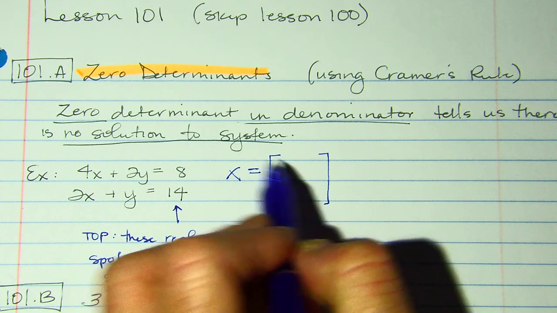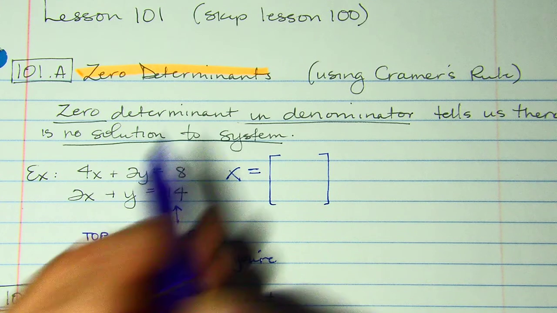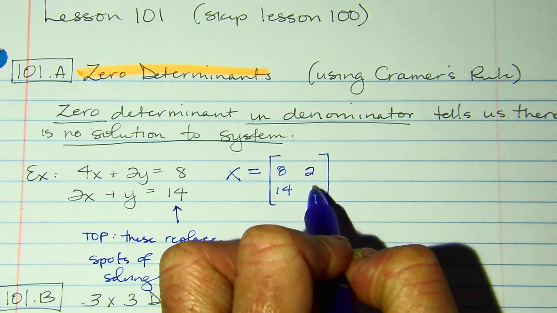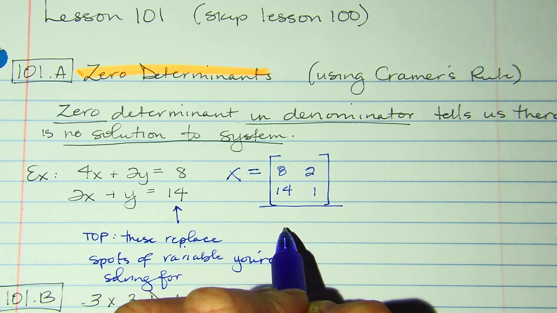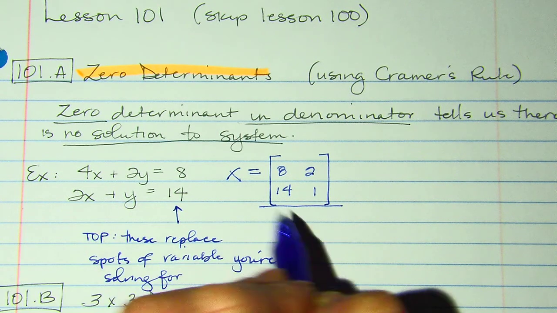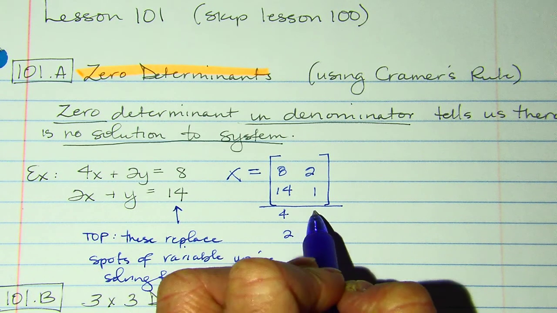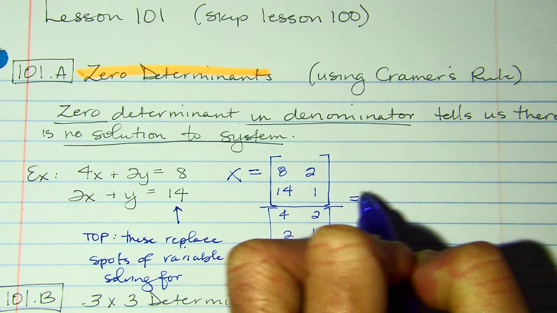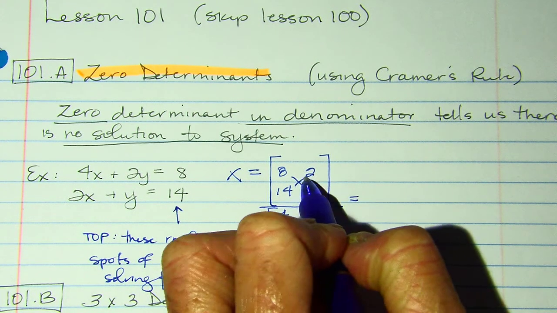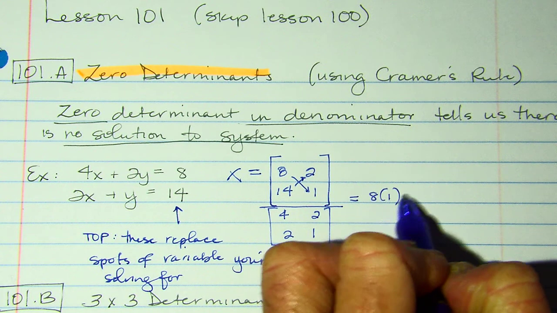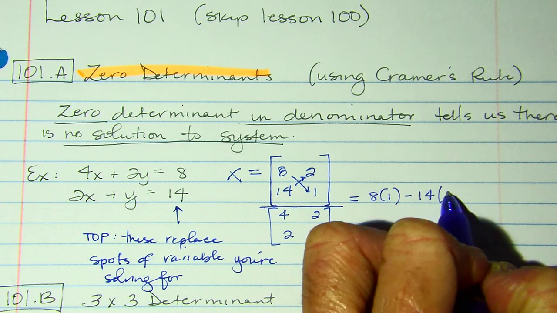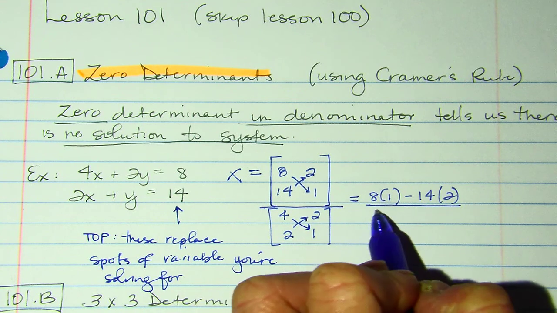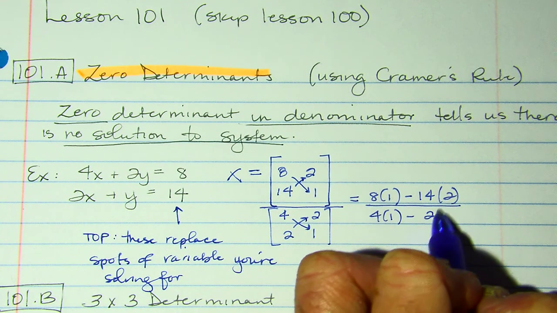So when I'm solving for x, I'm going to replace these with the numbers for x. So 8, 14, and then your y variables, 2, 1. The bottom, though, are just the coefficients in front of x, y. So 4, 2, 2, 1. All right, so to solve, remember we go diagonally and you find their difference. So 8 times 1 minus 14 times 2. And the bottom, again, diagonally. So 4 times 1 minus 2 times 2.